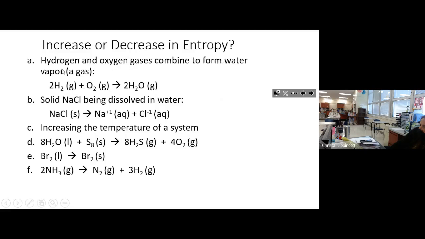Hydrogen and oxygen combine to form water vapor as a gas. So we've got hydrogen, we've got oxygen, and then here we've got water. That decreases it because they're combined. Check your paper, I think that's right. I'm still in Cancun brain. You can kind of look at the moles here. You've got 3 moles on this side, and over here you've got 2. So it's become more ordered. You've taken 3 moles of material and combined them into 2 moles.